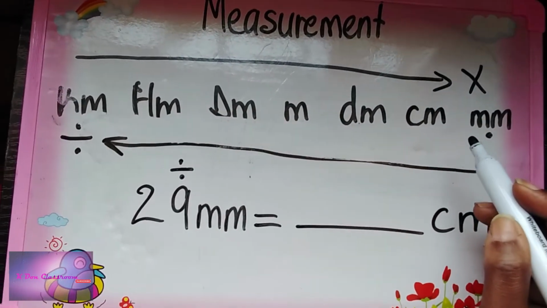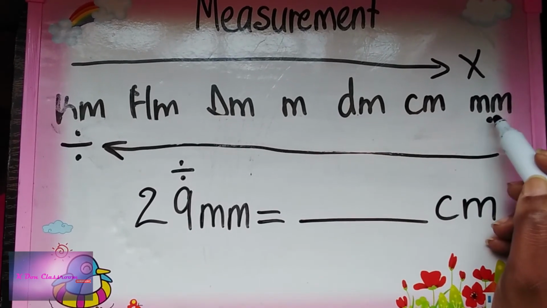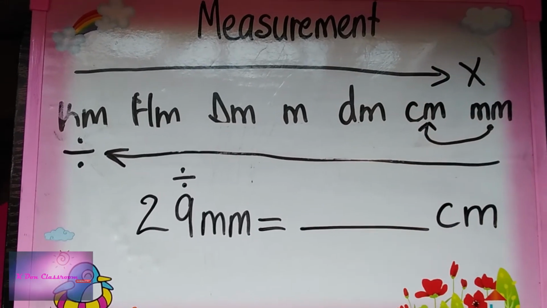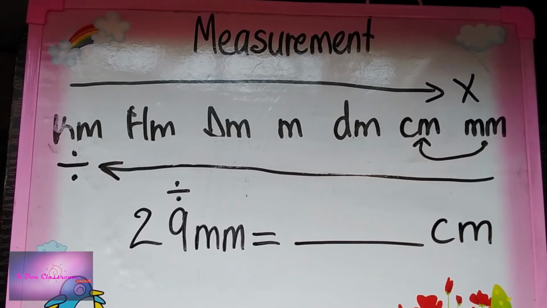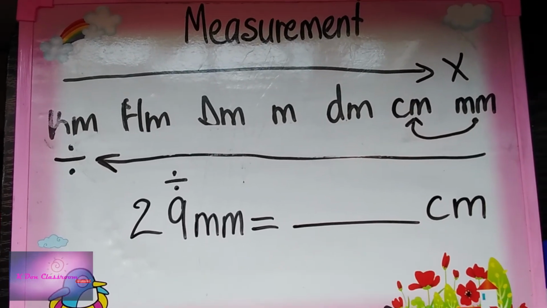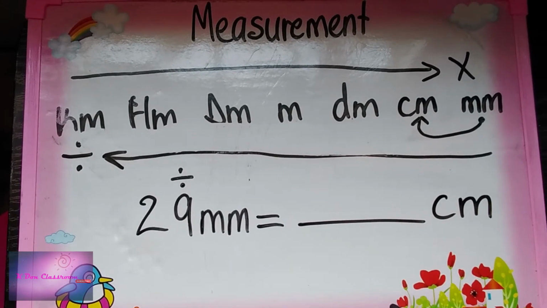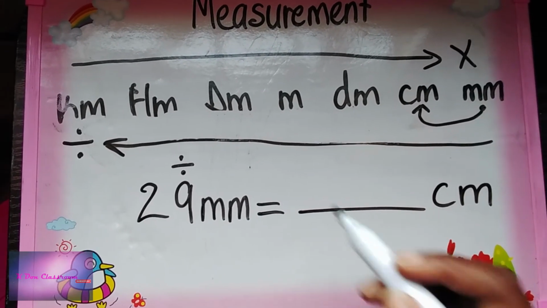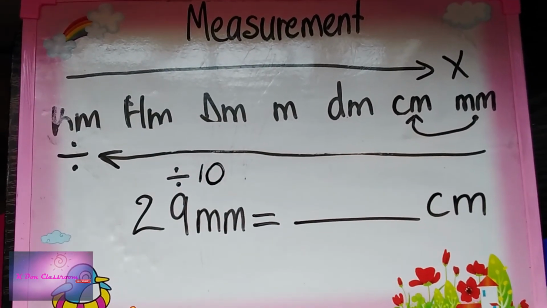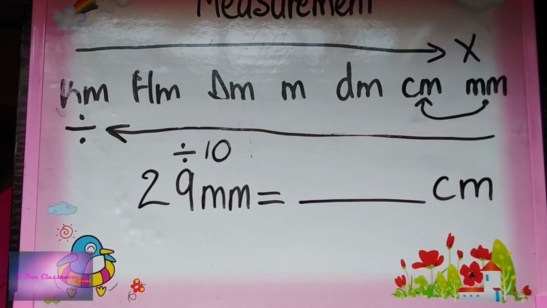So let's see how many jumps we have to make to get to centimeter. So I'm at millimeter and I jump and I'm here at centimeter. How many jumps did we do? 1. And so the power of 10 that only has 1 zero is 10 itself. So I know that I am going to divide by 10.